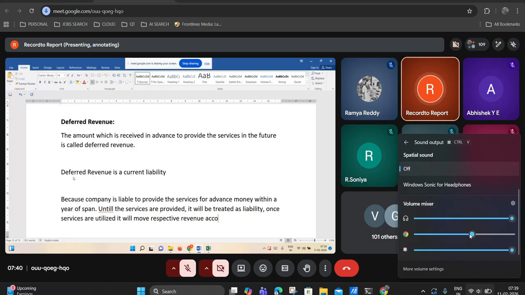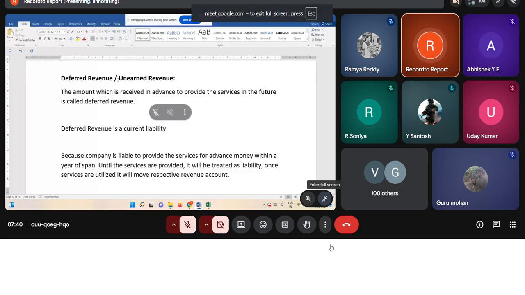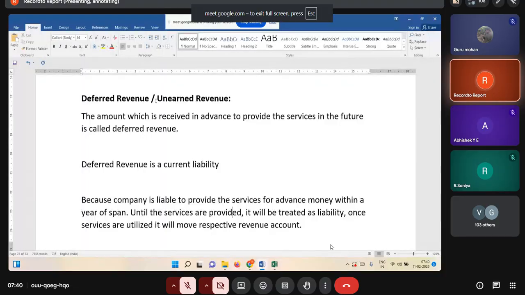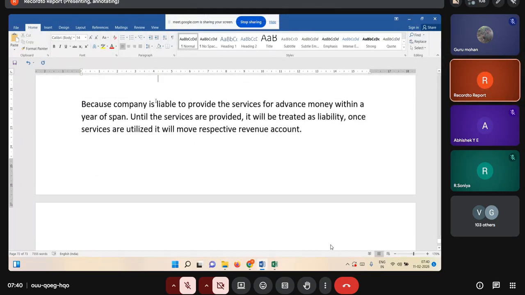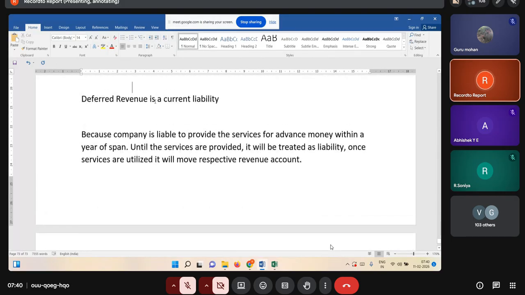Let's see, you received an advance. Is it fully earned income, guys? Is it earned money? No. It is also called unearned income, unearned revenue. We have not earned it fully. Once we provide the complete services, it will be treated as earned revenue. Understand? Fine. So deferred revenue is the money received in advance to provide services in the future. Deferred revenue is a current liability.